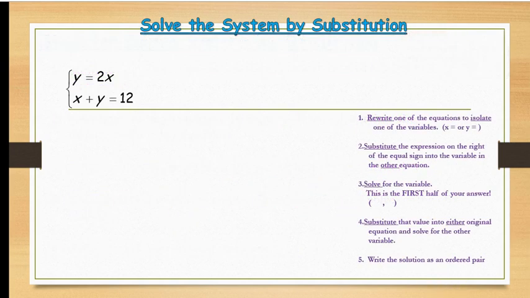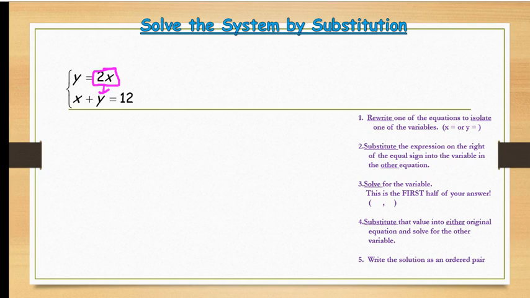Okay? So let's go ahead and take a look at this first example. We have y equals 2x and x plus y equals 12. One of our equations is already solved for a variable. The top one is already solved for y. So what it says to do next: substitute the expression on the right of the equal sign into the variable in the other equation. So I'm going to substitute 2x in for y in the other equation.